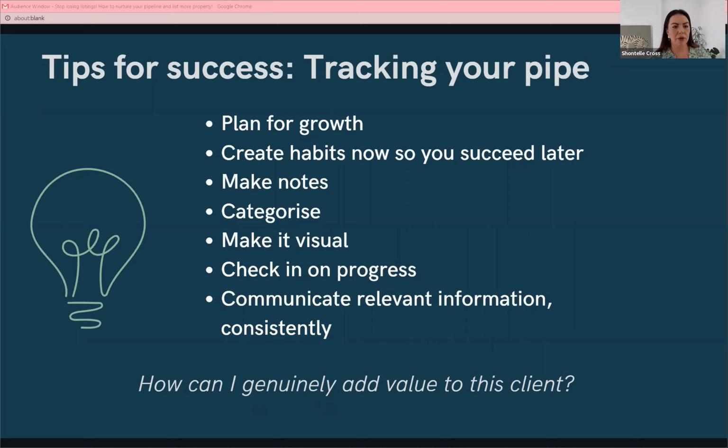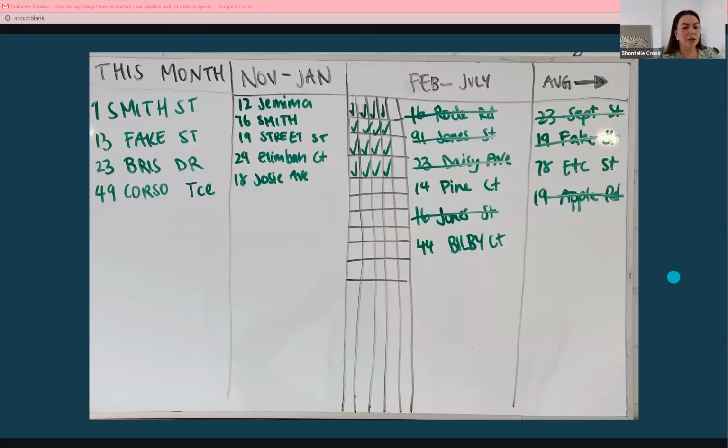Whiteboard, beautiful, beautiful whiteboard drawing. So I'll explain this whiteboard for our podcast listeners, but I would recommend jumping on and having a look at the show notes. I've just quickly drawn this whiteboard up to give you an idea of a way that I think works really effectively.